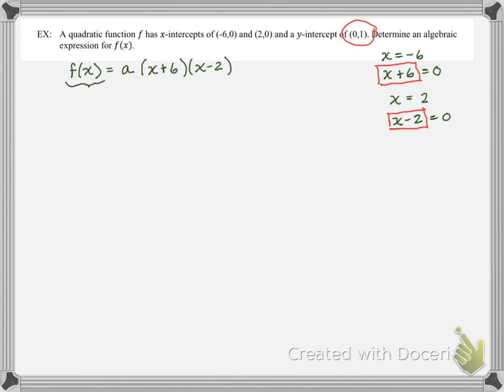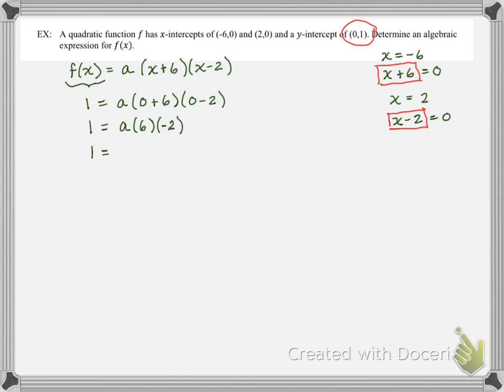So my output, that whole thing, is 1. And my input is 0. Don't try to distribute here. Remember order of operations. We know what 0 plus 6 is, right? There's no need to start doing all sorts of multiplying. Just simplify inside your parentheses first.